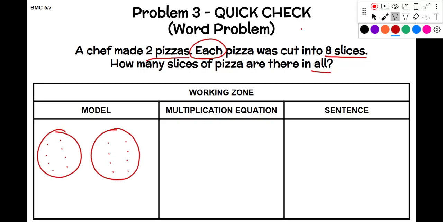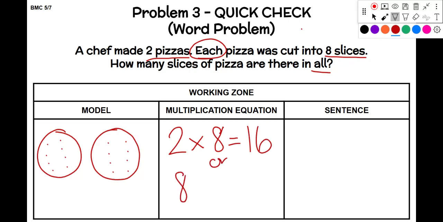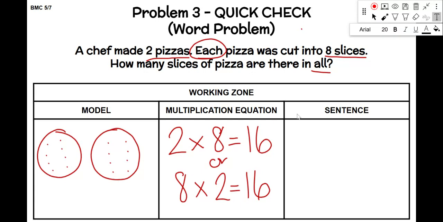So here's my model. 2 pizzas, 8 slices in each. A multiplication equation. That's pretty simple. I had 2 pizzas, 8 slices in each. 2 times 8 equals 16. Or I can also flip it and do 8 times 2 equals 16. Also, if you did that so far, you're doing great. And for our sentence, I'm going to say how many slices of pizza there are in all. I'm just going to restate that question. So there are 16 slices of pizza in all. And that's pretty much it. So all you have to do in the Nearpod question is answer the question, which was 16.